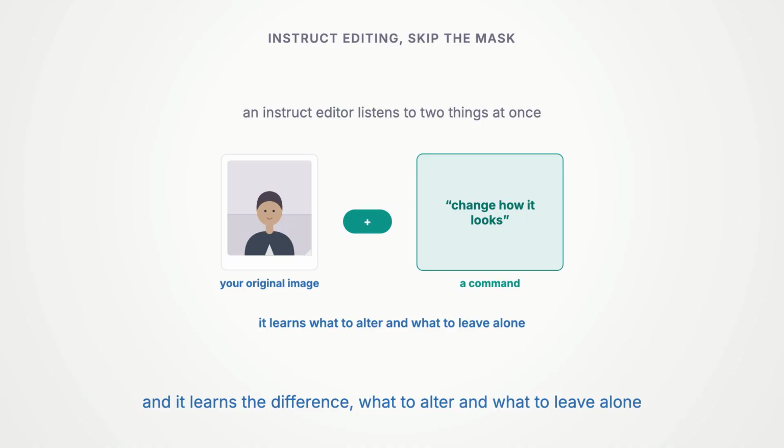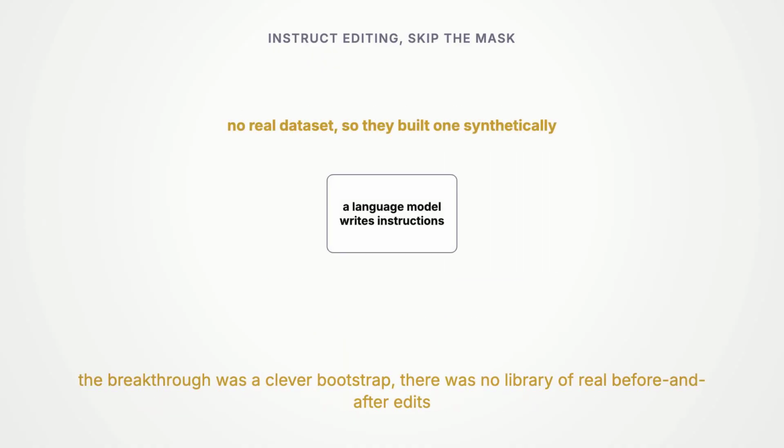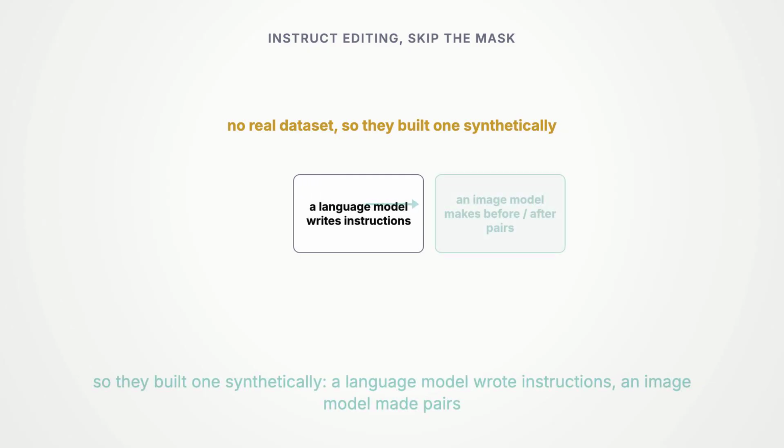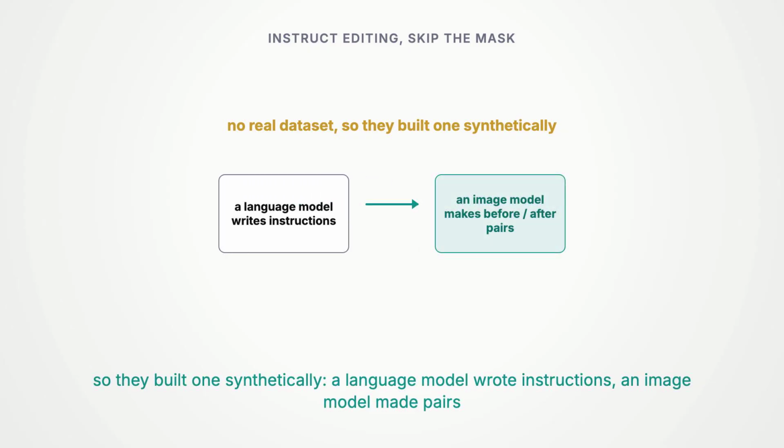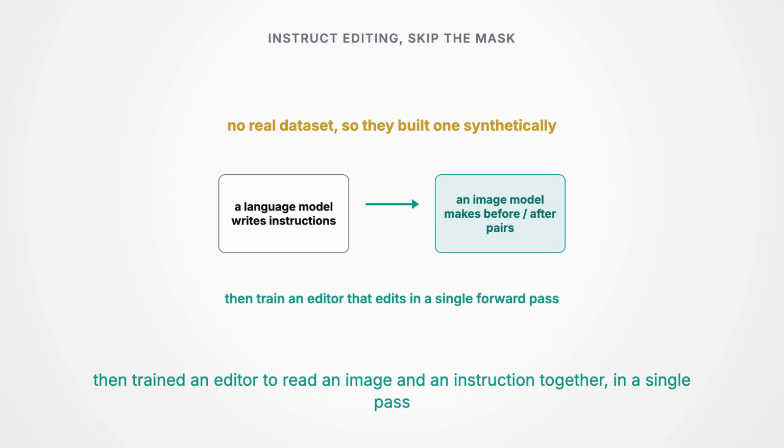The breakthrough that made this work was a clever bootstrap. There was no giant library of real before and after edits to learn from, so researchers built one synthetically. They used a language model to dream up editing instructions, and an image model to produce matching before and after pairs, hundreds of thousands of them, then trained an editor on that. The model learned in a single pass to read an image and an instruction together and produce the edited result. No mask, no retraining for each new picture.